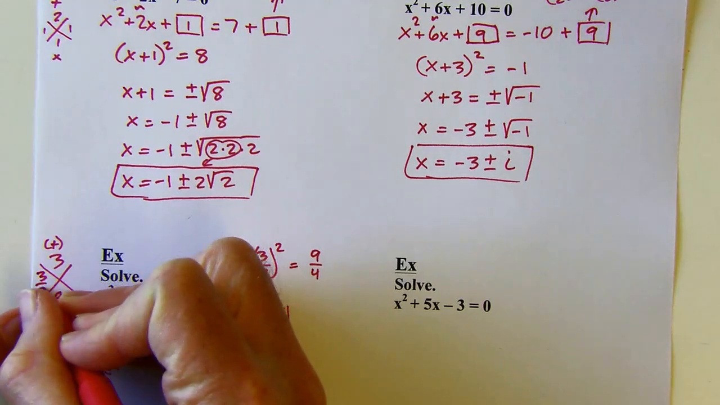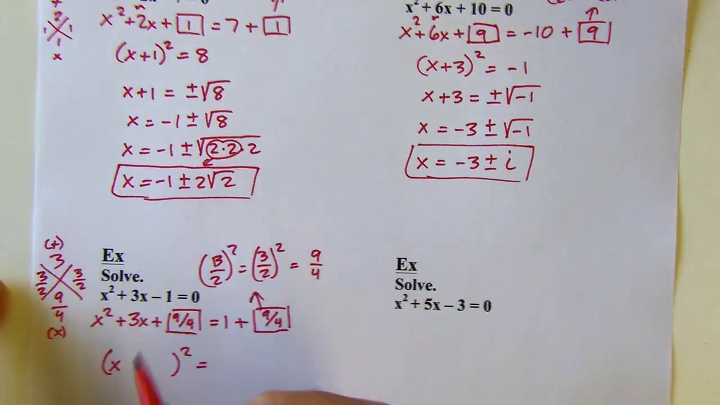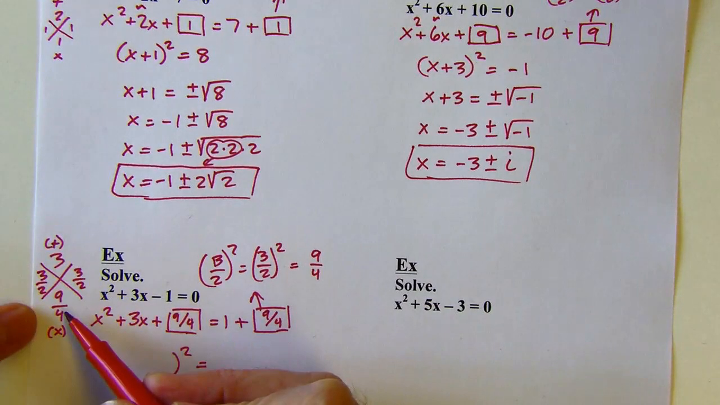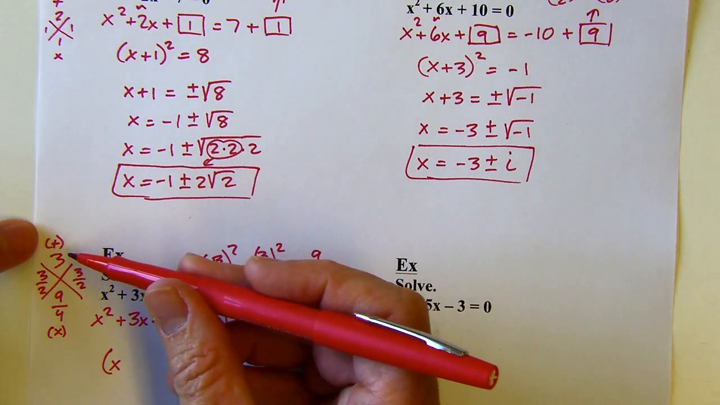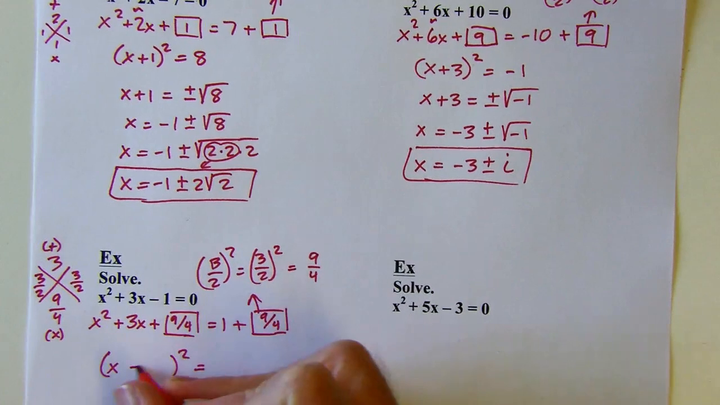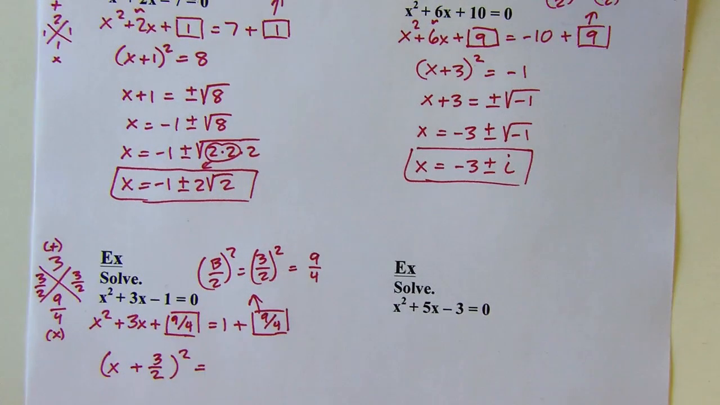So this is going to be 3 halves and 3 halves. And if you think about that, you multiply them together, you do get 9 over 4. If you add them together, you would get 6 halves, which is 3. So it does work out, okay? So that's going to be 3 halves, okay?